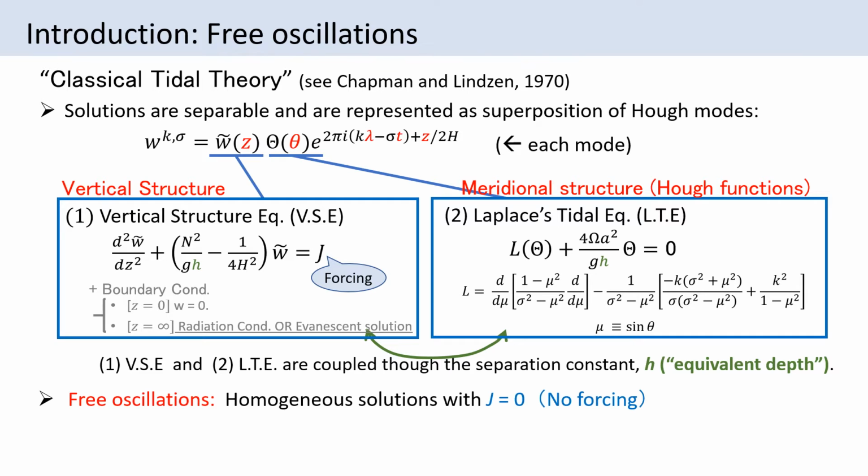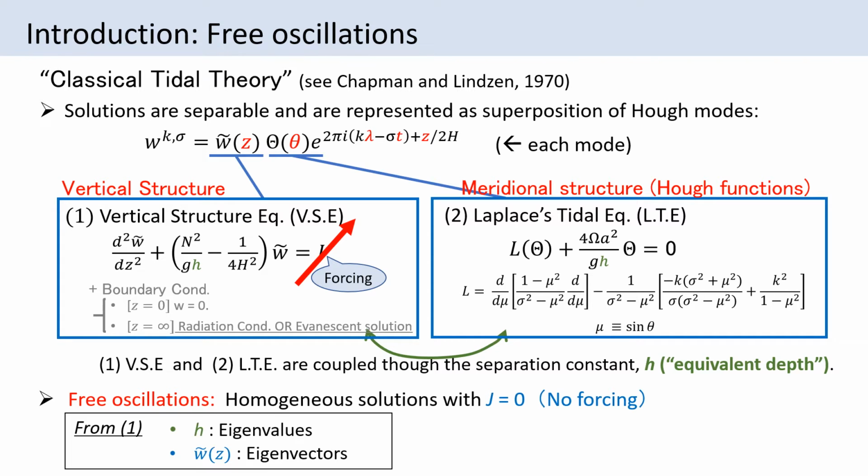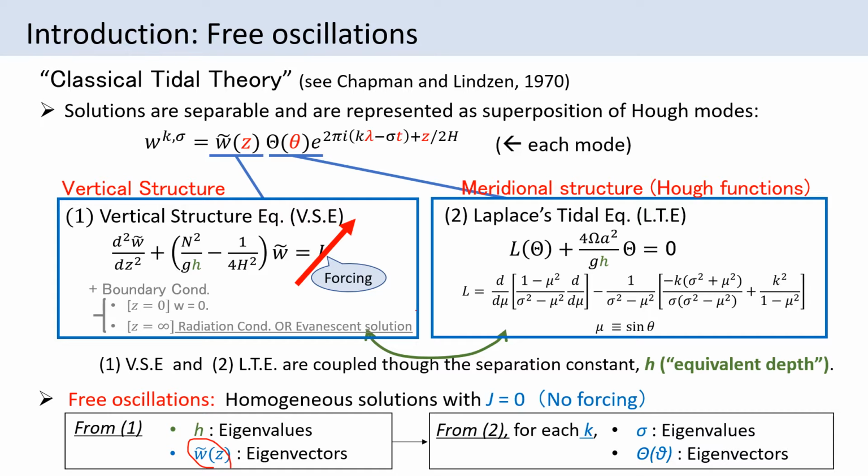So in the case of free oscillations, we consider homogeneous solutions without any forcing, like this. And then in this case, the vertical structure equation becomes an eigenvalue problem, and we can get the equivalent depth h and the vertical structure w as eigenvalues and eigenvectors respectively. And then by using this value h, next we solve the Laplace tidal equations for each zonal wave number, and we can get the frequency and the meridional structure as eigenvalues and eigenvectors respectively.